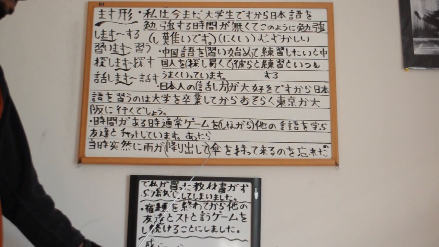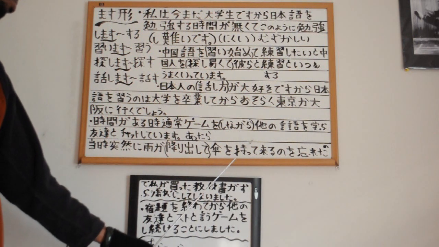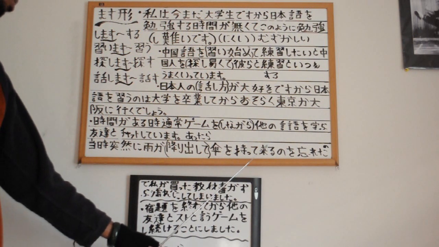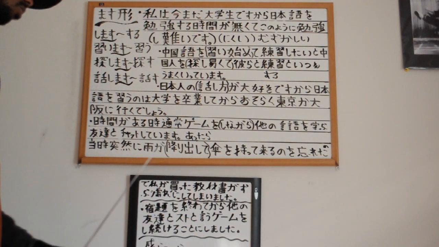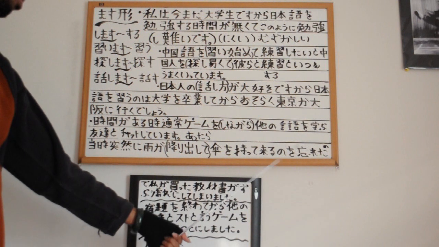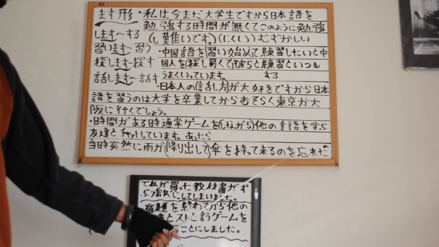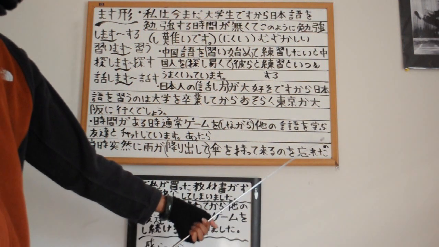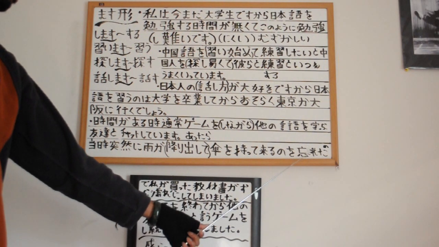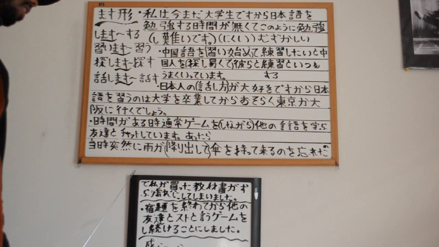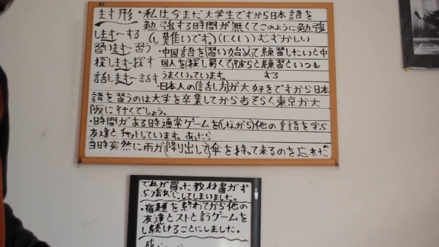So kasa is umbrella. So kasa o motte kuru. Motte kuru means to bring. Motte kuru, you bring something. So kasa o motte kuru no o wasureta. I forgot. Wasureta no de. Wasureru means to forget, so I forgot in the past. Wasureta no de. Now no de can mean because or so.